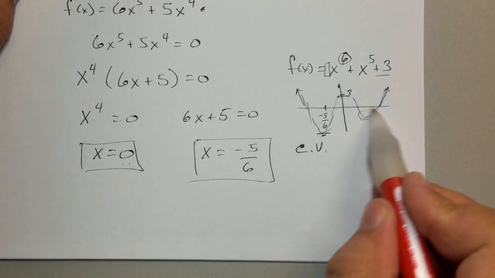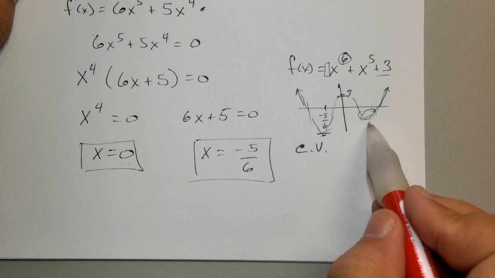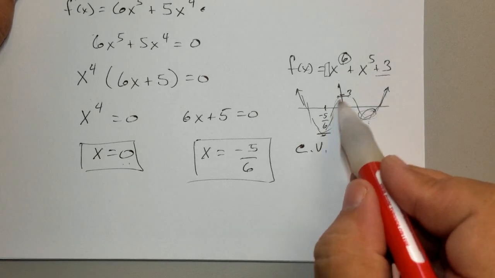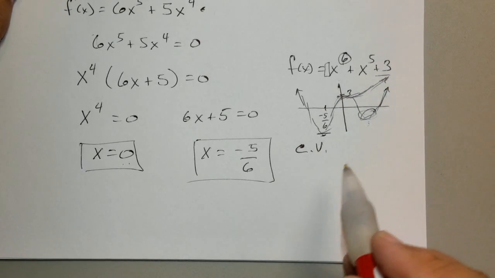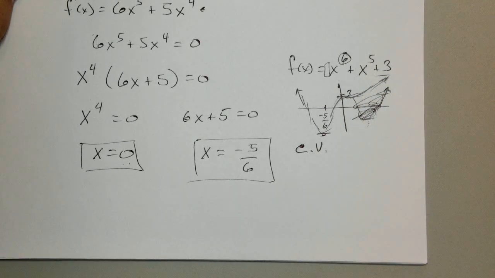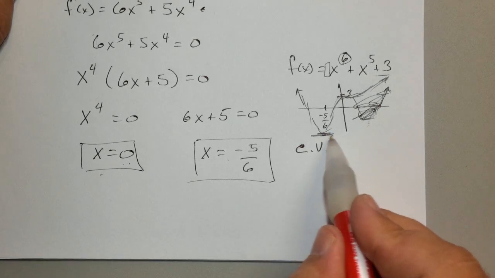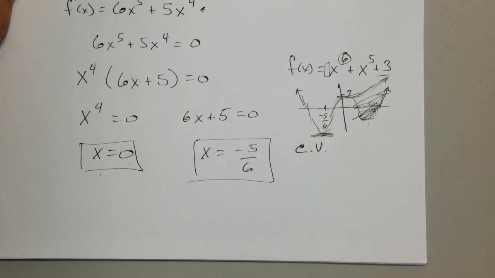Well, no, we can't have this over here because there's no other vertex, since it may just keep on going like this. We can't have that one. We only have 2 vertices. So we can estimate that negative 5/6 would be our critical value of the absolute minimum.